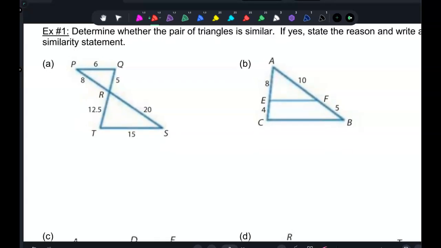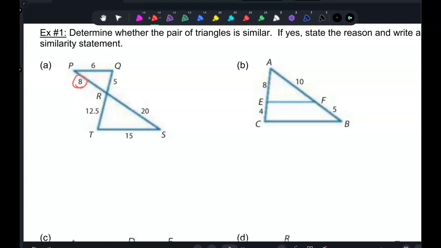So how do we know which to correspond? Well, if we're going to compare a side, so for example, let's say I am starting with 8 in the little triangle on the top. Since that's the biggest side in triangle PQR, I have to compare that to the biggest side in the other triangle. So let's see, 8 over 20. That will reduce. We could divide the top and the bottom by 4. So that'll be 2/5.